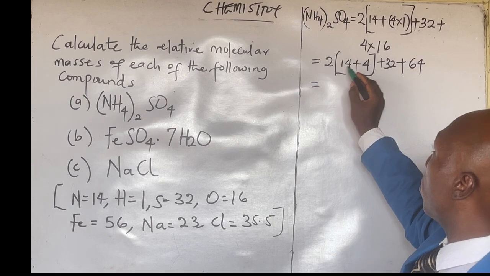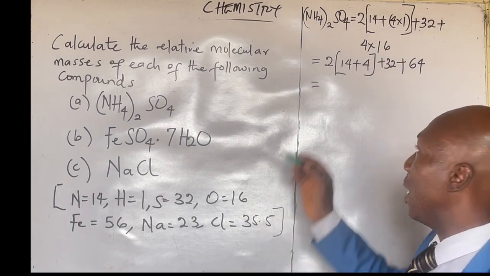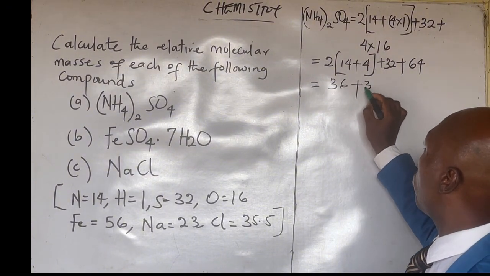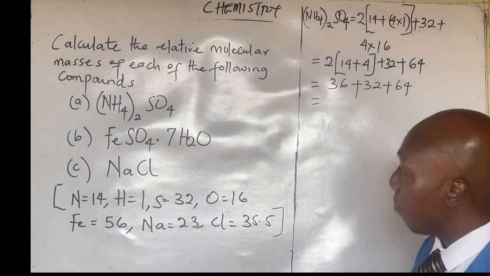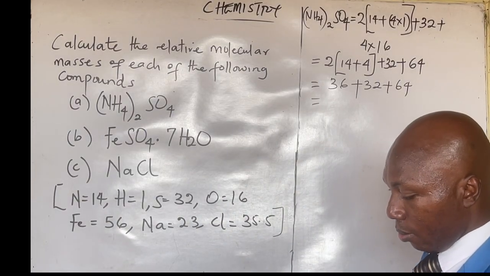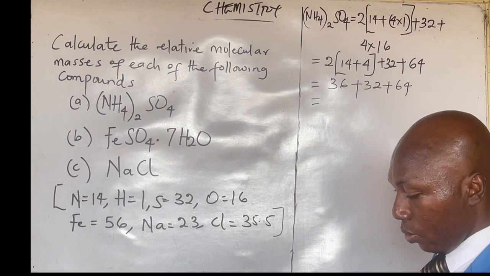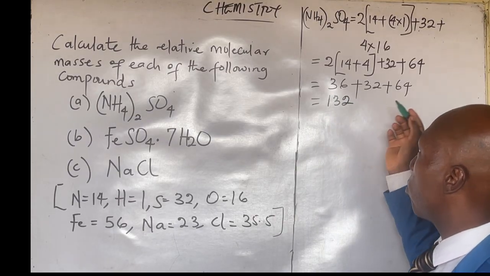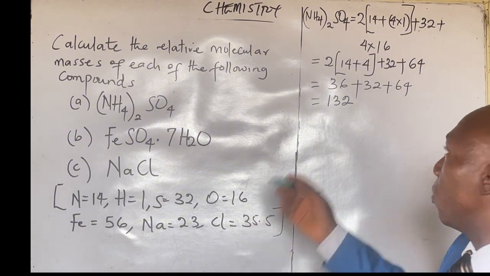So if we finish it off, 14 plus 4, that's 18. 18 times 2, that's 36, plus 32 plus 64. So if we add this very well, we have 36 plus 32 plus 64. You have 132. So you can say 132 gram per mole.